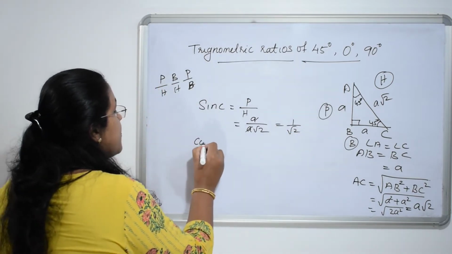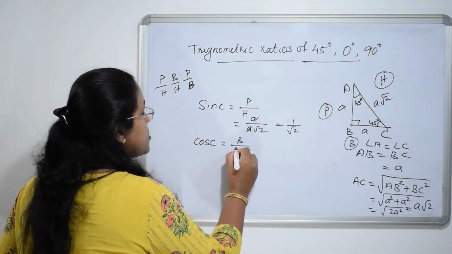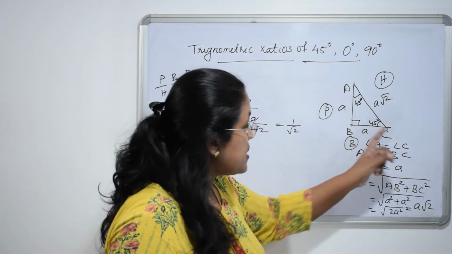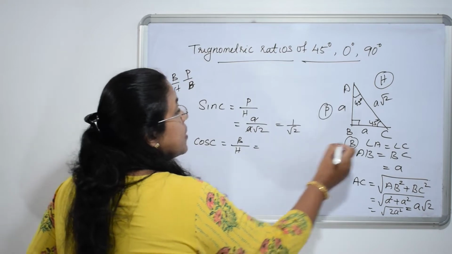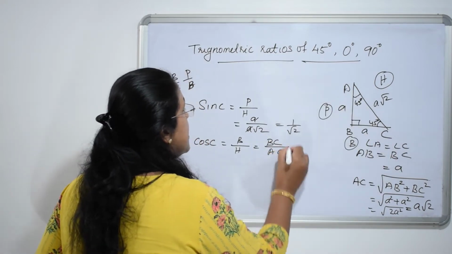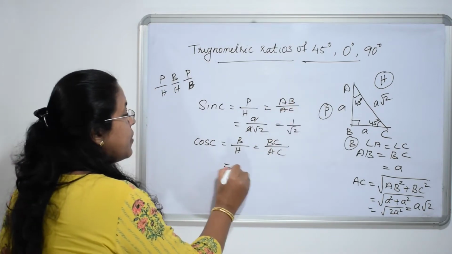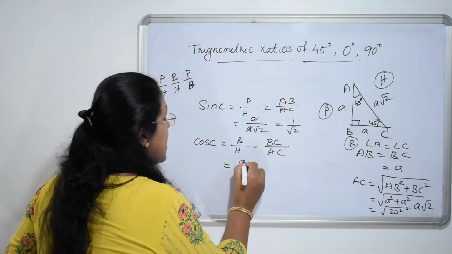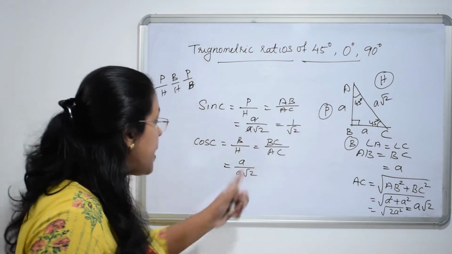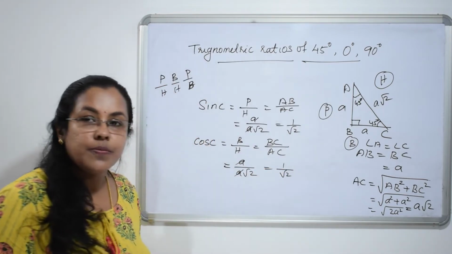Now cos C. What is cos C? B by H, base by hypotenuse or adjacent side by hypotenuse. We can write base as BC and hypotenuse as AC. Then what is BC here? BC is A upon A by root 2 again because AC is A by root 2. Cancelling A and A, we get the value as 1 by root 2.